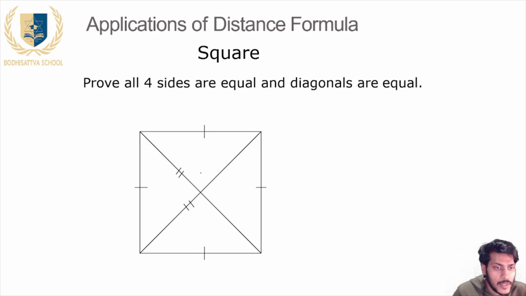In the square, if the coordinates of all these vertices are given, and using the distance formula we find all the sides and diagonals, and all the sides are equal and diagonals are also equal, then it will be a square.